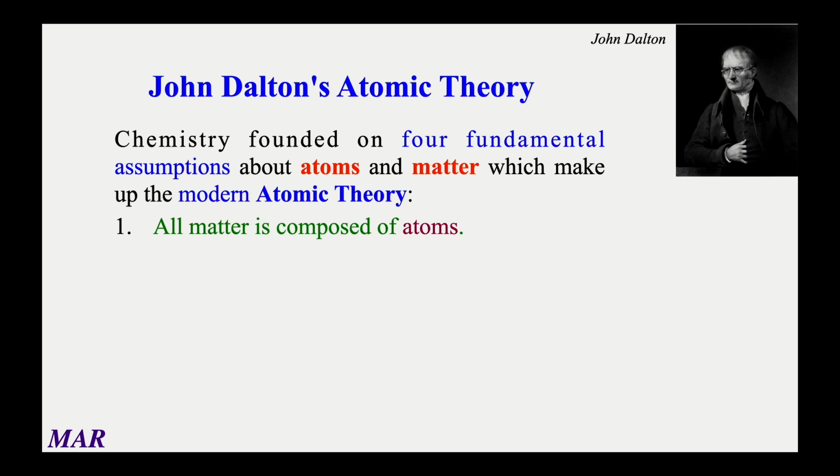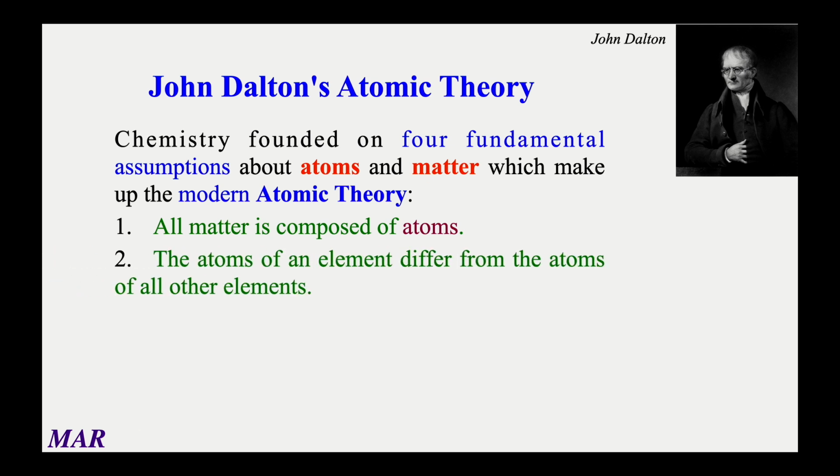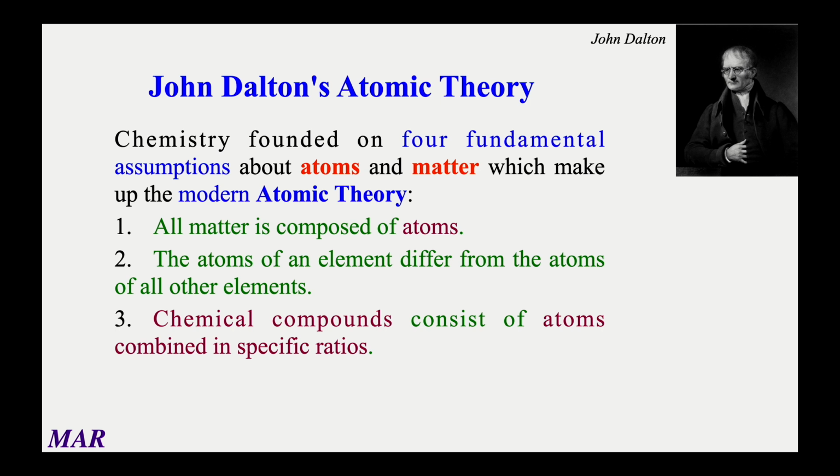Dalton thought, hey, I think that all matter is composed of atoms. And I think he's right. Also, all matter has these little tiny parts in there. The atoms of one element differ from the atoms of all the other elements, and this is also true. So, for example, hydrogen is much different than helium, and carbon is much different than nitrogen. And we'll talk about why they're different later too, but he kind of figured this out, which was pretty cool.